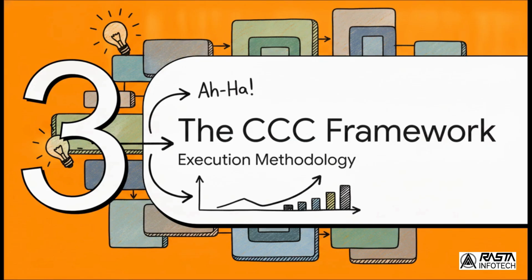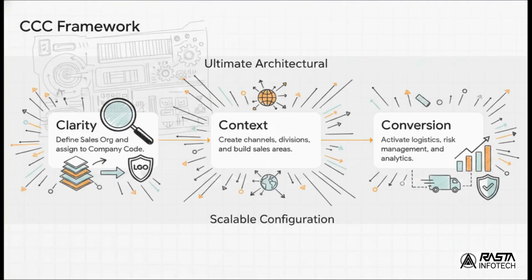Let's look at the actual execution methodology behind all of this. This framework right here, this is really the aha moment of our explainer. I want you to think of the CCC framework as your ultimate architectural blueprint for scalable configuration. It stands for clarity, context, and conversion. If you follow these 3 steps, you're literally transforming a blank system into a strategic powerhouse. Let's break each of these down.